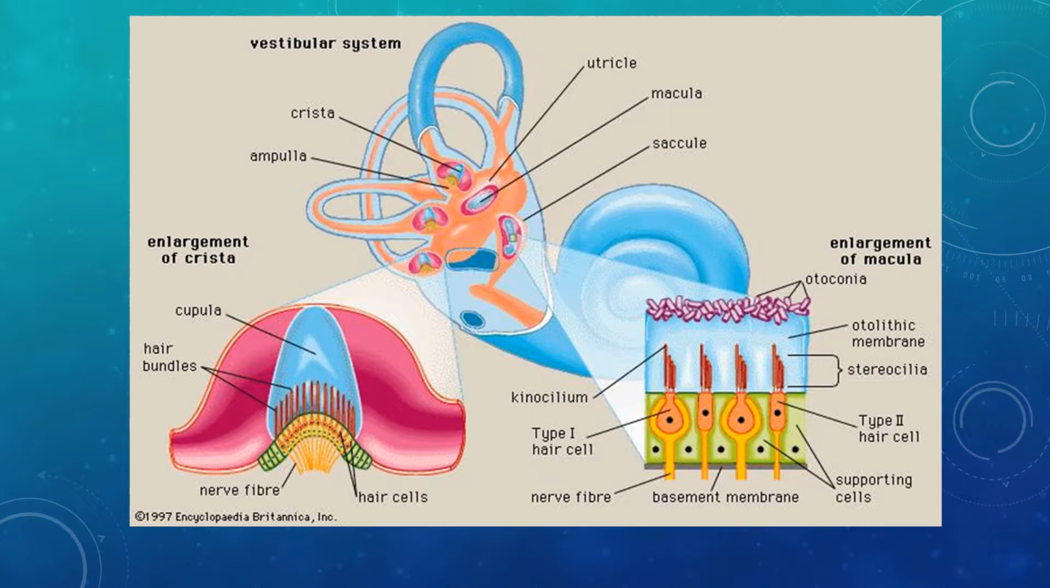So when this ampulla doesn't allow the endolymph to move through or past it, it will displace this and push it. And then what happens is these hair cells will lean one way, which activates or inhibits these nerve fibers from firing.